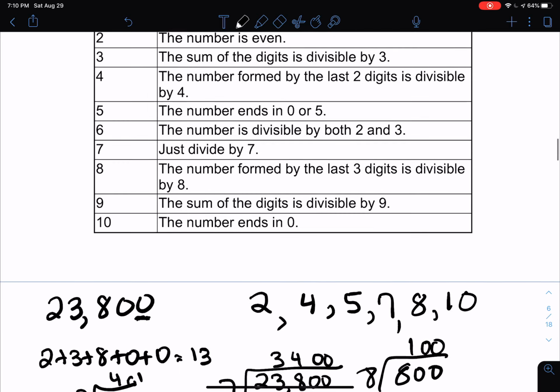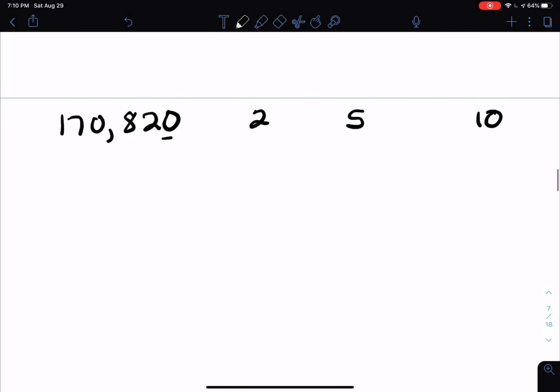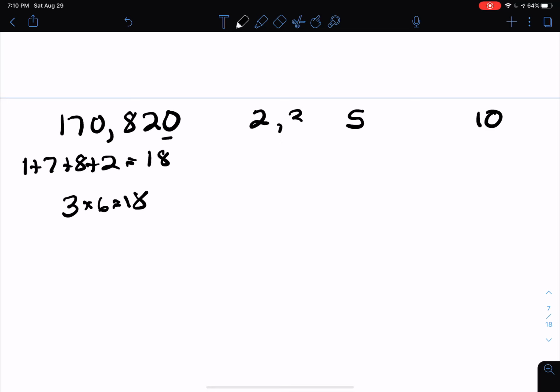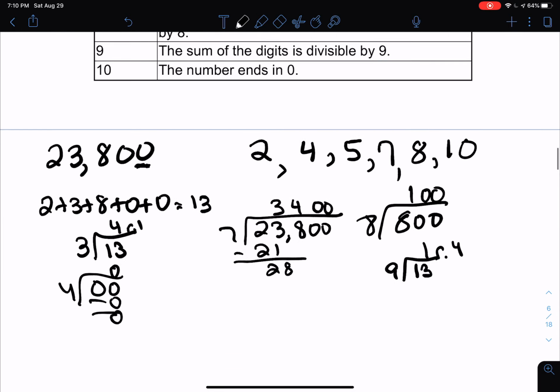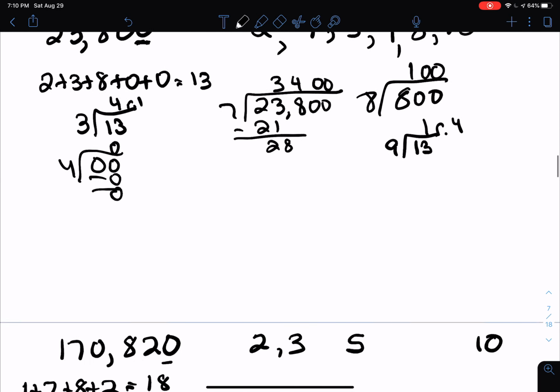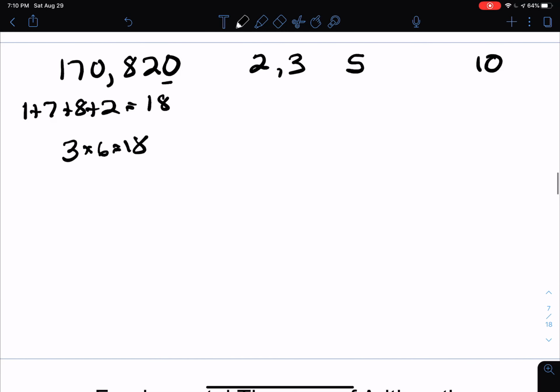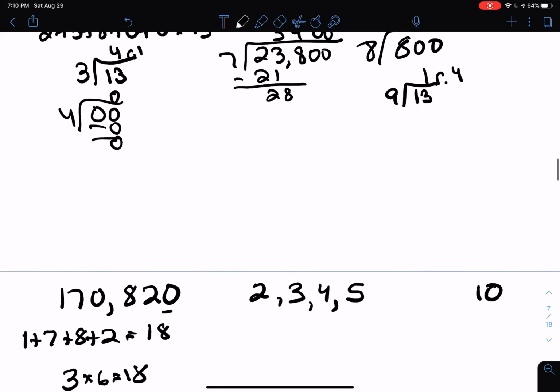3, the sum of the digits divisible by 3. Let's add up the digits. I already know 0 is not going to have a big impact there. So you add them up, you get 18. Well, 3 times 6 is 18, so 3 works. 4, last 2 digits divisible by 4. Well, last 2 digits is 20, and 4 times 5 is 20. So yeah, 4 works. We already looked at 5.